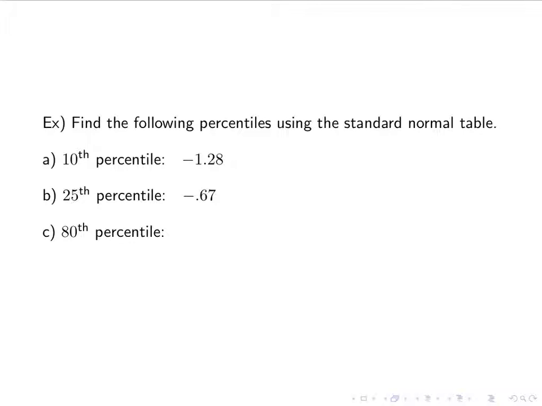Let's see if I can do this one without messing up. 80th percentile. 80% is more than 50%. So I know my answer is going to be positive, so I go to the positive table. In the middle, look for whatever is closest to 0.8000, and hopefully we will find the row corresponding to that is 0.8, and the column is 0.04. And that will give us a value of 0.84.